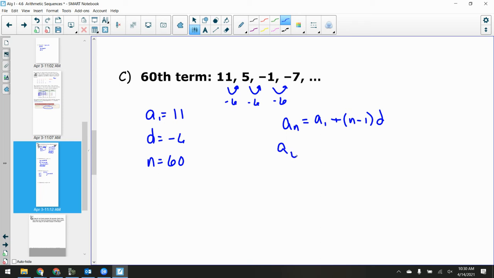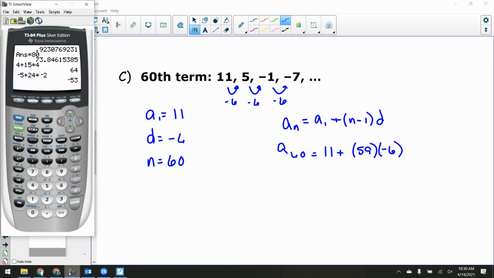So a sub 60 is equal to 11 plus, okay, I'll do it in my head here, 60 minus 1 is 59 times d, times -6. Again, the negative value on the d means that this is decreasing. So I plug that in: 11 plus 59 times -6, and that's going to get me -343.